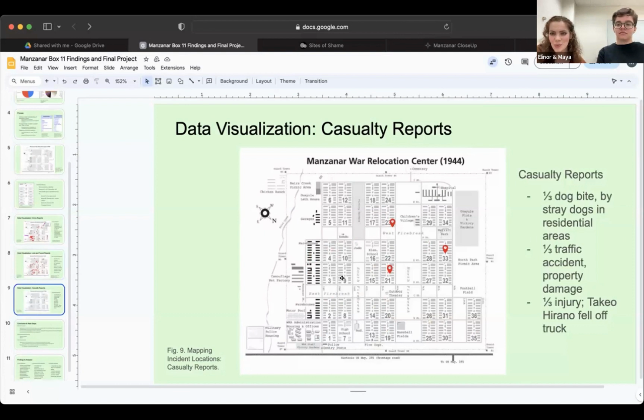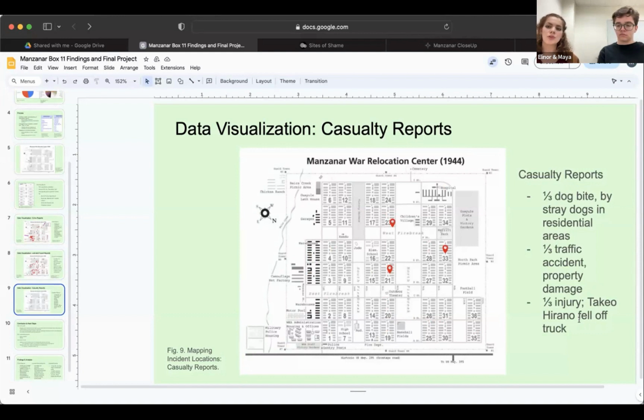Our final type of report was far more sparse. These are the casualty reports. We had 3 in total throughout our couple hundred cases. In one case, we have a dog bite, and just from mapping this, these stray dogs that were loose in the camp, it indicates in the report there were multiple dogs. They were in residential areas. We also see 2 traffic-related accidents, one causing property damage and one in which an individual fell off a truck.